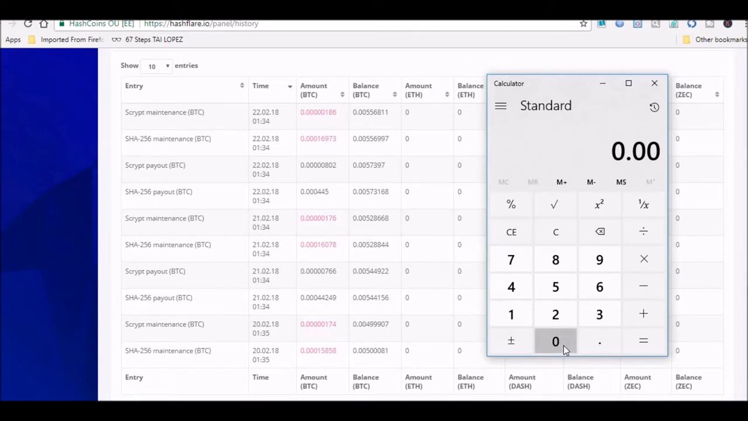So 0.00016973 and divide that by the payout I got of 0.00445. So we're at 38% for the fees for today.